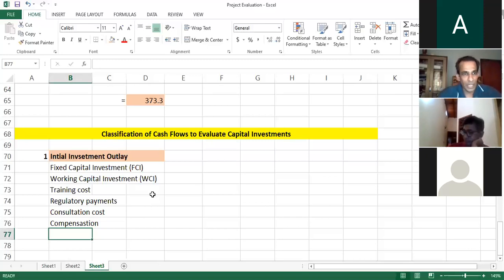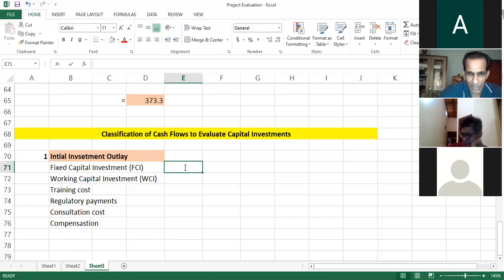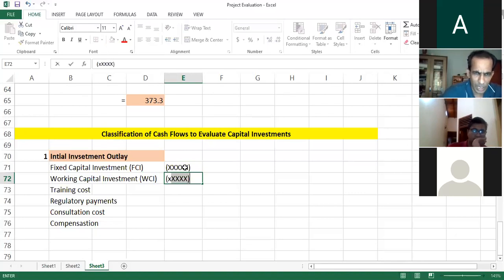In fact, all the points I mentioned so far are outflows. If I put it this way, these are outflows.